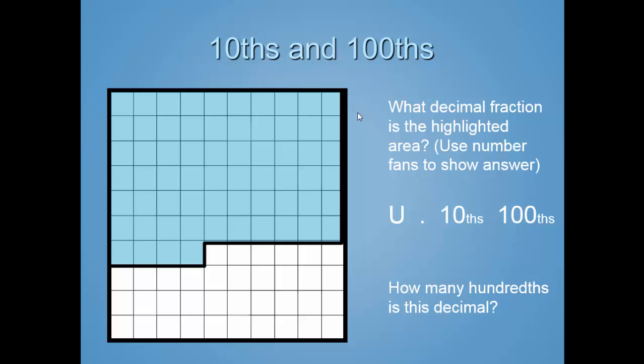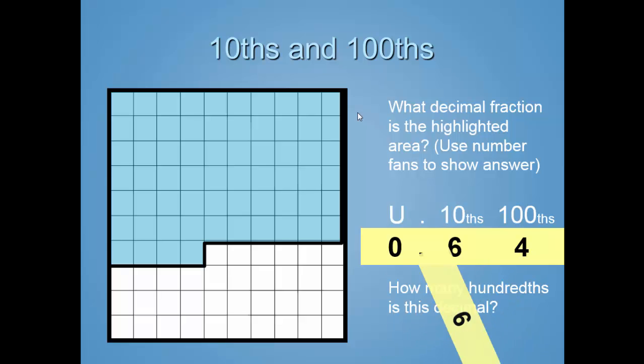Quickly, what decimal fraction is highlighted in this area? You might want to pause the video here and count it for yourself, and then the answer will come up. And it's 0.64, because there's 6 full rows and 4 left over. How many hundredths in this decimal? Pause the video and put your answer down, maybe on a piece of paper or in your head. And the answer is 64.